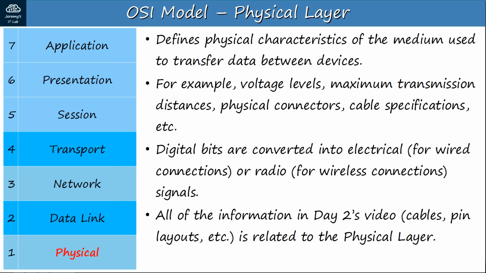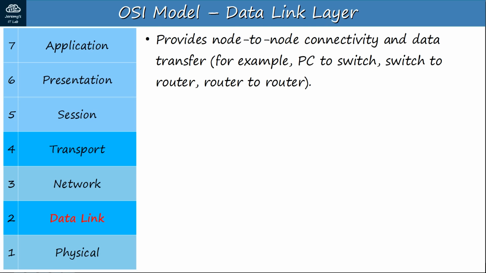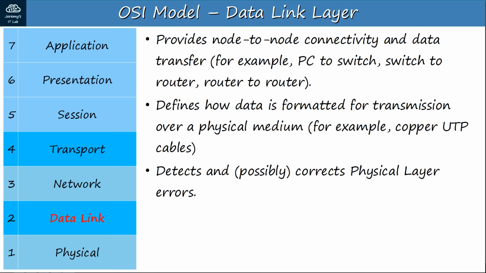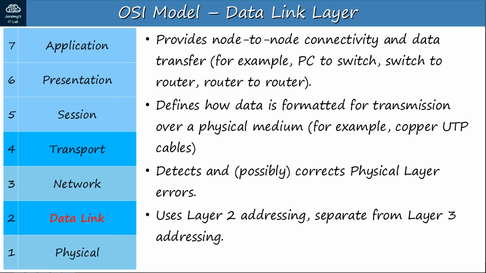Let's also review this slide about layer 2, the data link layer, from day 3's video. Layer 2 provides node-to-node connectivity and data transfer. For example, PC to switch, or switch to router, or router to router, etc. It defines how data is formatted for transmission over a physical medium, for example, copper UTP cables. It detects and possibly corrects physical layer errors. It uses layer 2 addressing, which is separate from layer 3 addressing. Remember, IP addresses are layer 3 addresses, not layer 2. Switches operate at layer 2.